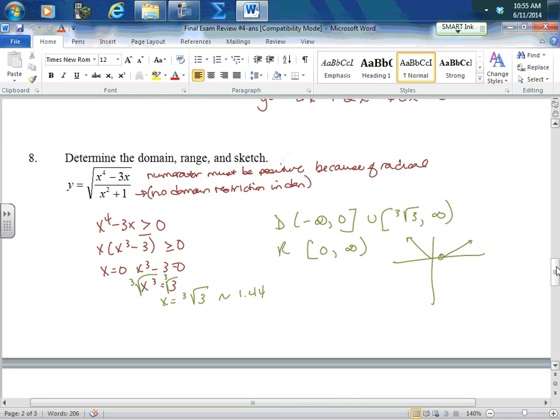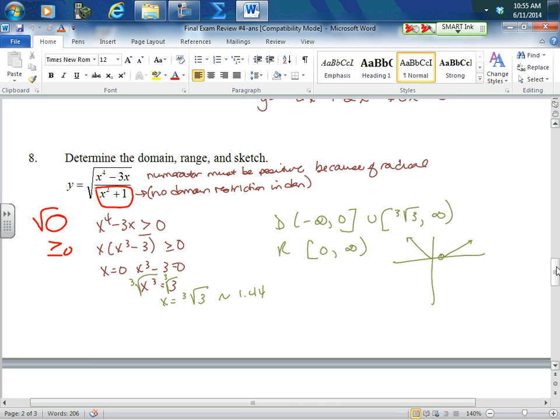Okay, a domain restriction. Now, here's a problem. We're under a radical. A radical cannot be negative. It could be a 0 because we're not in the denominator. If we're in the denominator under a radical, then that cannot be 0. So let's first look at our denominator. Our whole radical just has to be greater than or equal to 0.